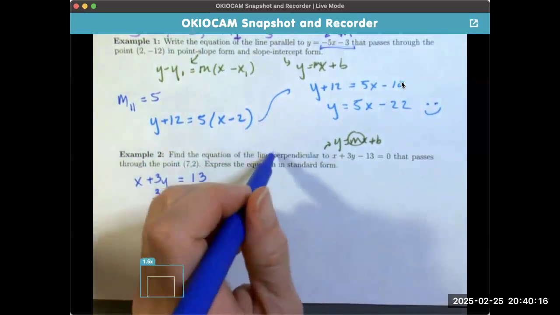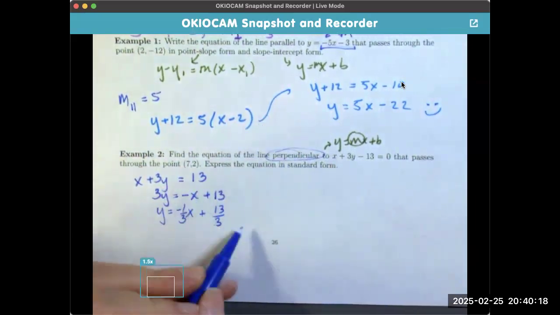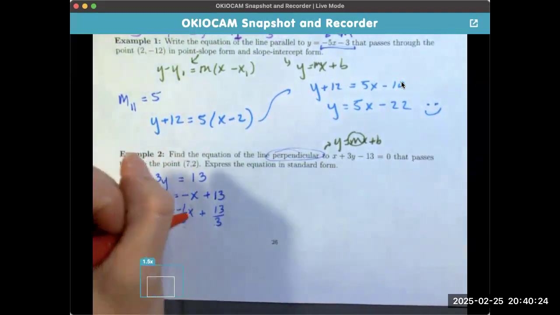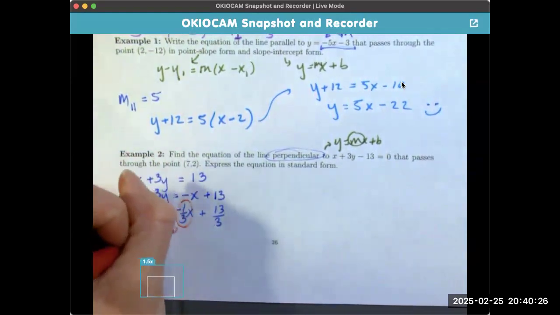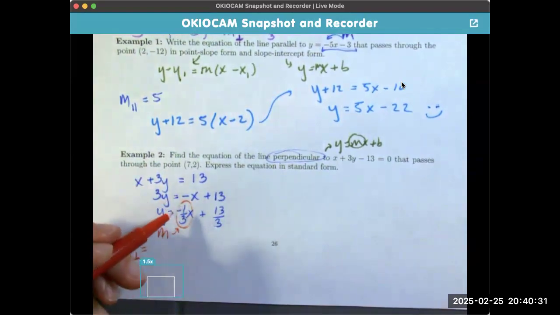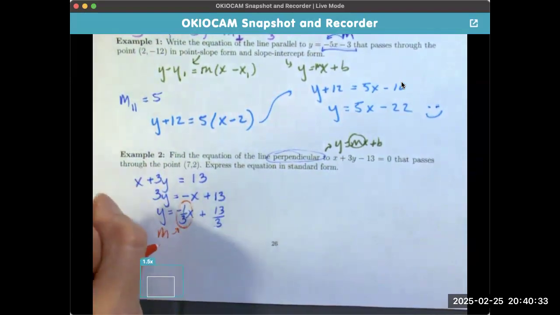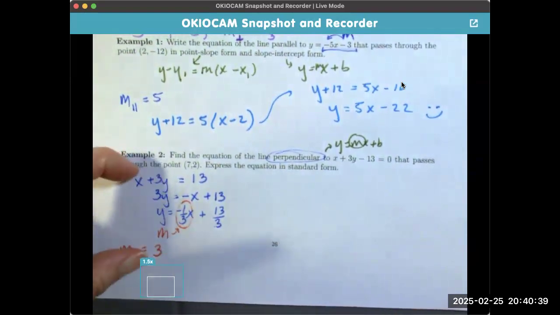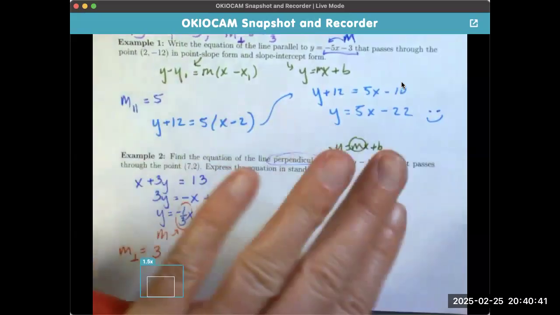And remember, we're just trying to get perpendicular, so I don't really care about the 13/3 at this point. We're really just concerned with the 1/3. So if this is the slope, then the perpendicular slope, the sign changes, so negative to positive, and then flip. So perpendicular to this line is 3. So this was the added step for example 2 that example 1 did not have.